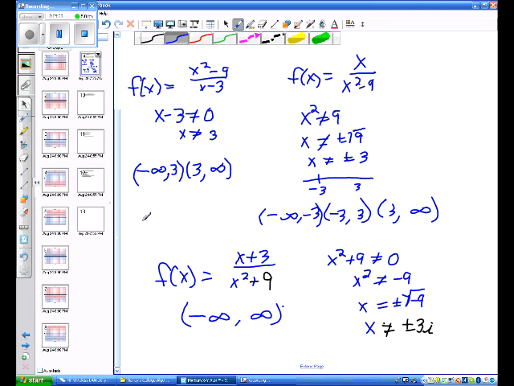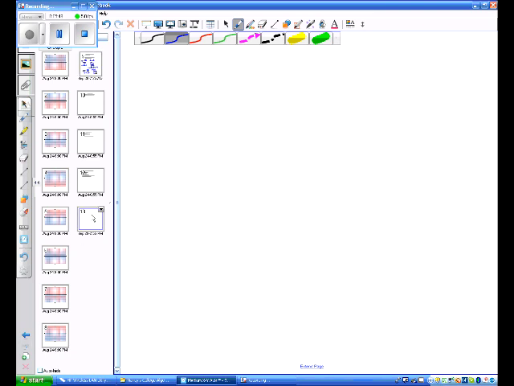Now, we're going to look at a couple of special rational functions, and look at some things that end up happening with our rational functions. So let's look at this one. This one is called our reciprocal function.